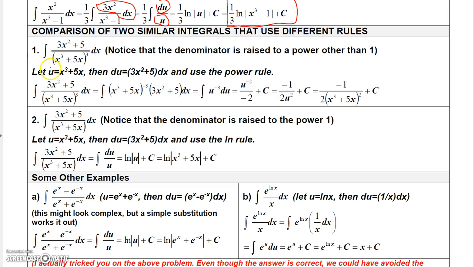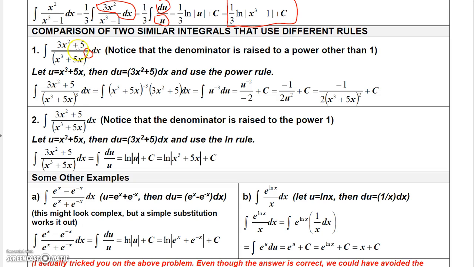Okay, let me finish this video by just comparing two similar integrals. I'm going to do this kind of quickly. Notice here the denominator is raised to a power. But notice down here that you have the same denominator, but it's not raised to a power.